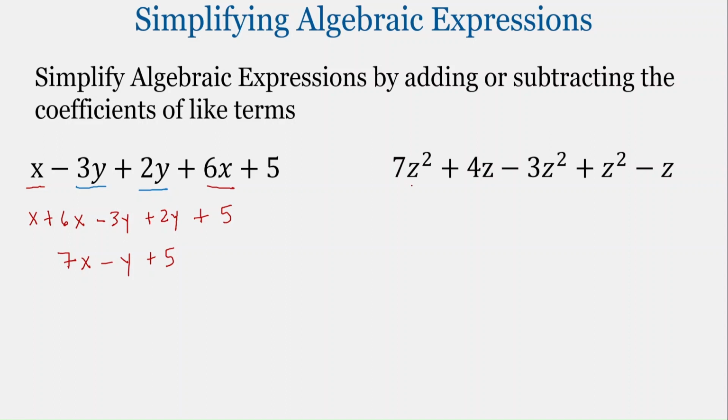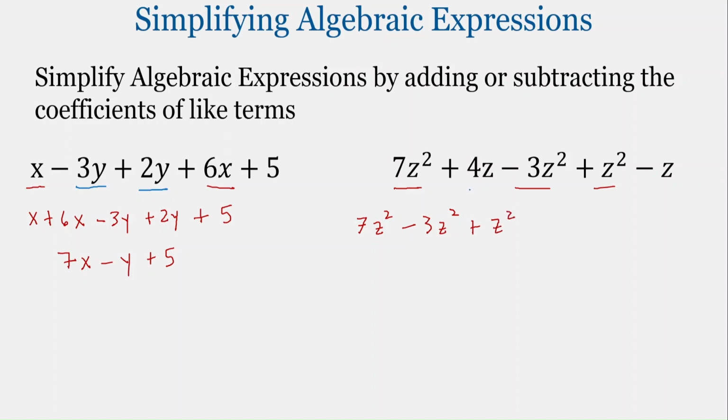In this second problem, our terms contain z squared and z. So let's group our z squared terms first. So we have 7z squared, we have a negative 3z squared, and plus 1z squared. So 7z squared minus 3z squared plus z squared.